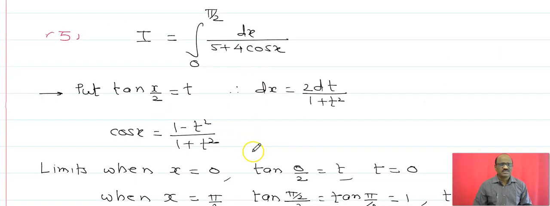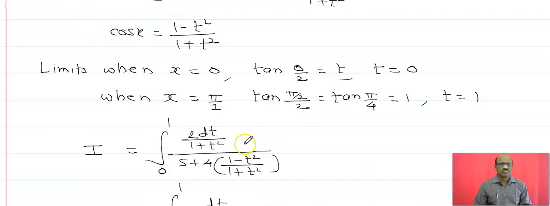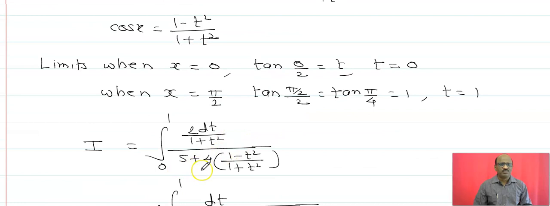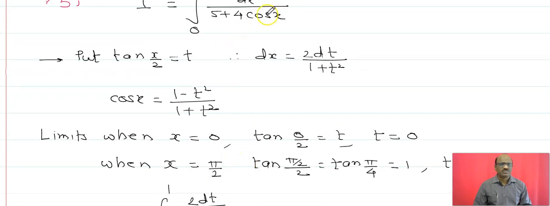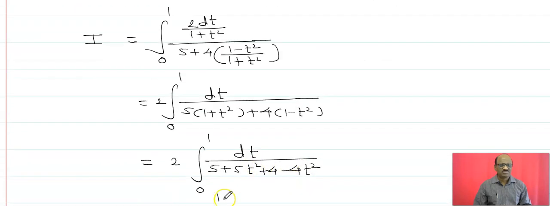What is the value of dx? The value of dx is equals to 2 dt upon 1 plus t square upon 5 plus 4 in bracket the value of the cos x. What is the cos x? 1 minus t square upon 1 plus t square. Substitute here and simplify. Then you will get 2 integral 0 to 1 dt upon, if we multiply, what do we get? 5 in bracket 1 plus t square plus 4 in bracket 1 minus t square, and simplify it. That is 2 integral 0 to 1 dt upon 5 plus 5t square plus 4 minus 4t square.